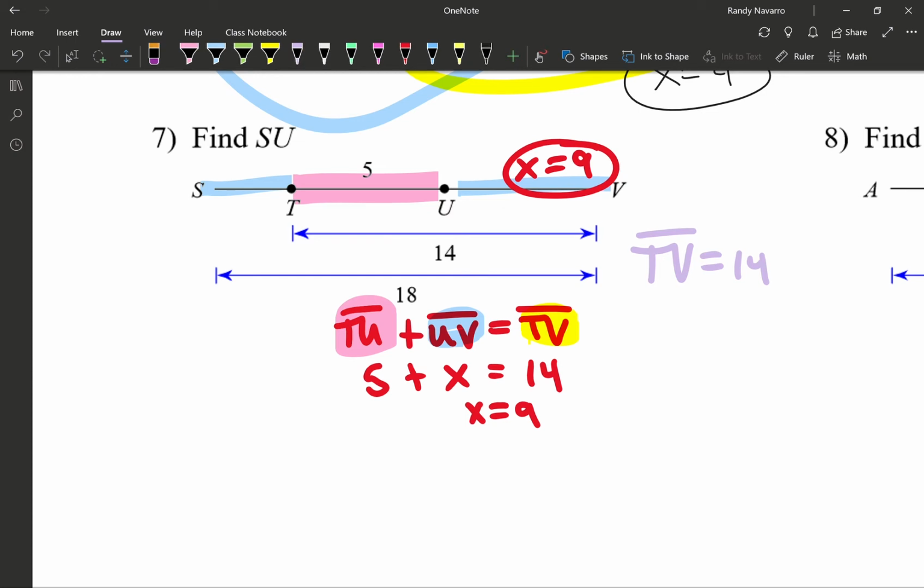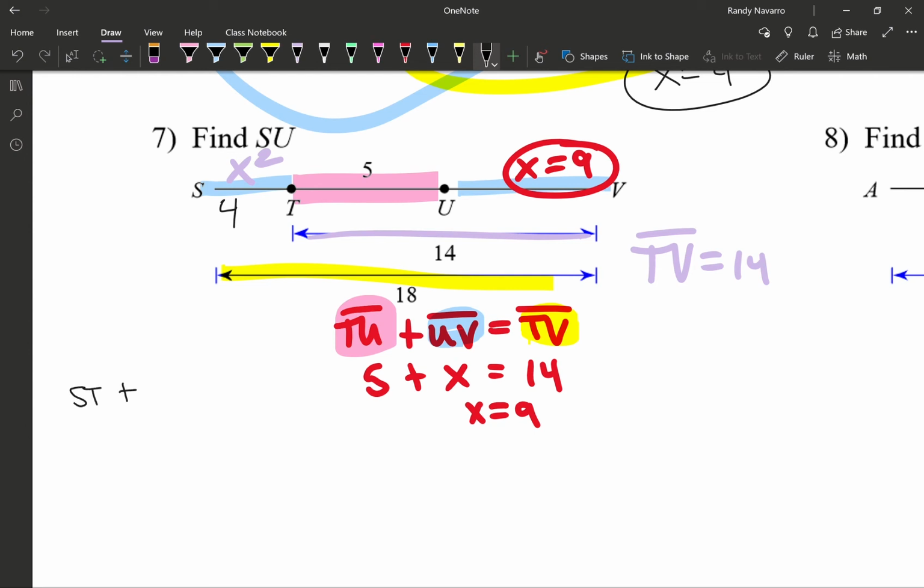Well, if that's 14, which they told us right here, we need to find SU. If this is 5 right here, we could figure out this piece, x squared. We're not going to call that x, we're just going to call that x squared. So if we know that that's 14, and this piece right here that's in yellow is 18, we could subtract that, and that could equal just 4.